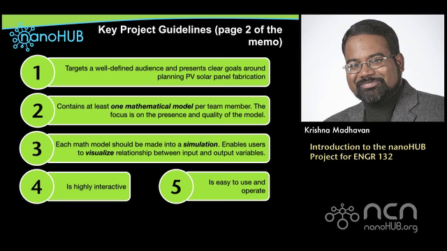Now, goals 2 and 3 are sort of interrelated. Goal 2 is that your project must contain one mathematical model per team member, which means that if you have 4 members on your team, we are expecting 4 mathematical models. The focus of our evaluation is not only to see if each of the project team members has presented a model, but also that the model is of high quality.